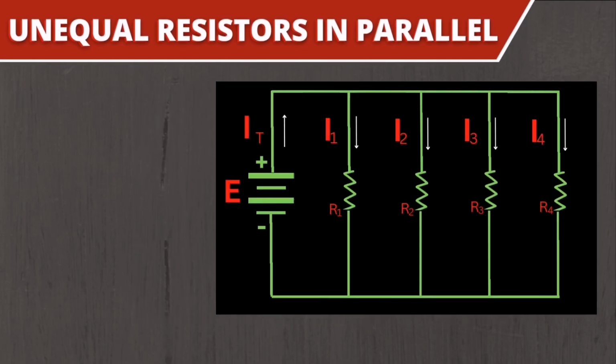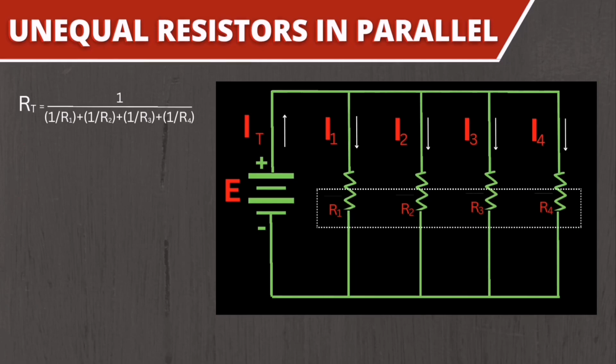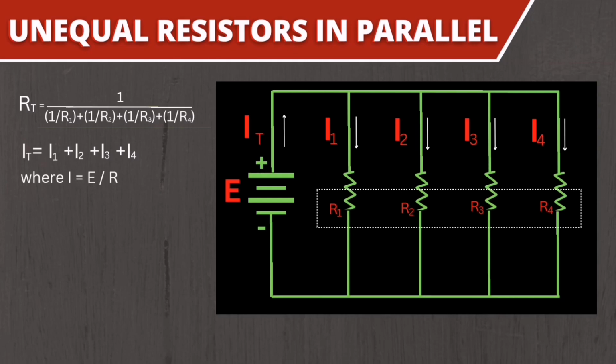And lastly number 4. The total equivalent resistance of the circuit is the reciprocal of the sum of the reciprocals of all the resistors, or it can be written as R sub T is equal to 1 over 1 over R1, plus 1 over R2, plus 1 over R3, plus 1 over R4, which is derived from the formula R total is equal to E divided by I total, where I total is equal to I1 plus I2 plus I3 plus I4, where I is equal to E divided by R.